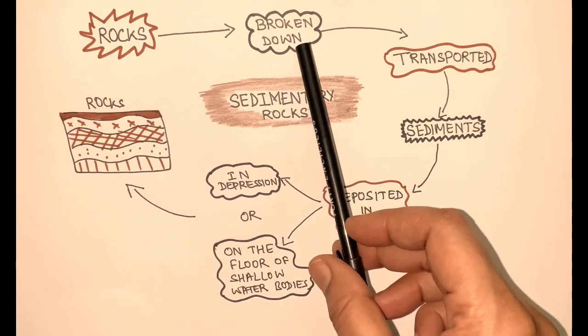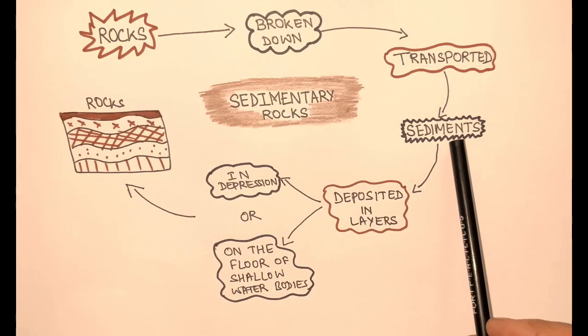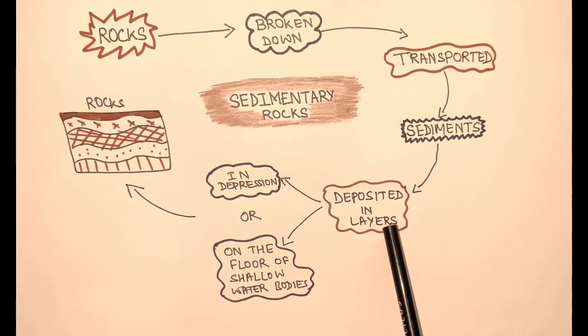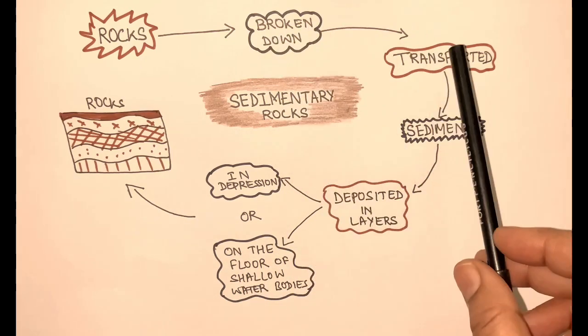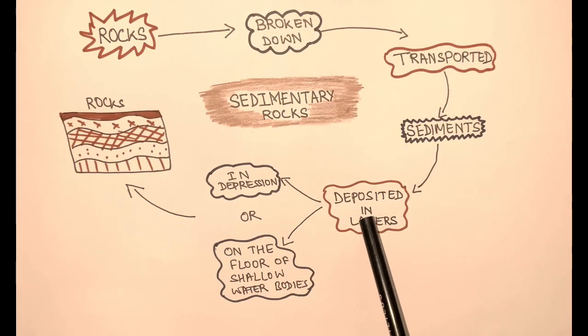Rocks are broken down, transported as small sediments, and finally deposited in air, either in depressions or on the floor of shallow water bodies. This work of breaking, transporting, and depositing is done by the agents of erosion such as rivers, wind, rain, and ice.